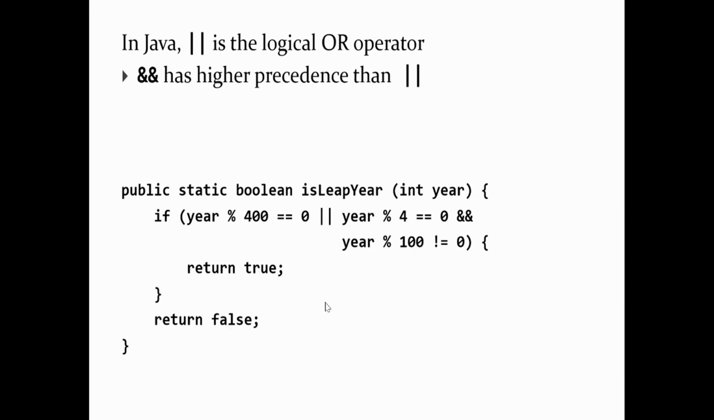Or is a double vertical bar. So here's the code for a leap year method. It returns true if the year is a leap year, returns false otherwise. Here we've got the OR operator, and AND right there, and AND has higher precedence than OR. So the way this expression is evaluated is this part over here is evaluated first. If that part is true, then this part over here is evaluated. If this part is false, then the answer must be false.